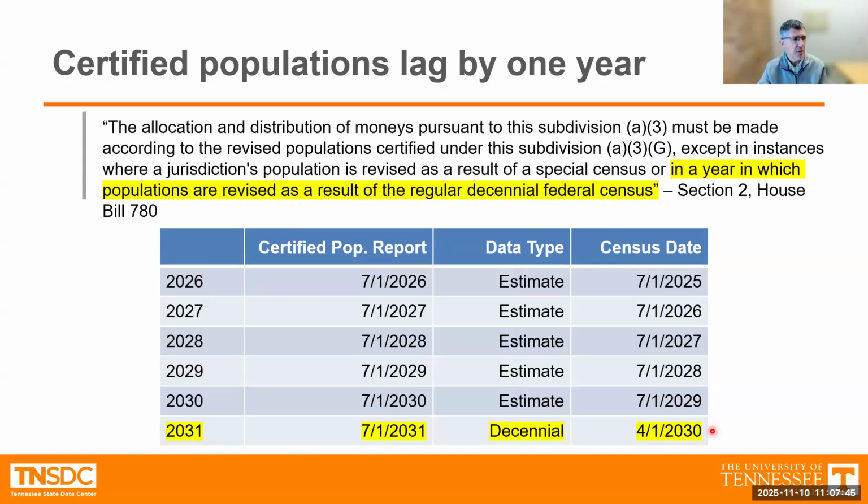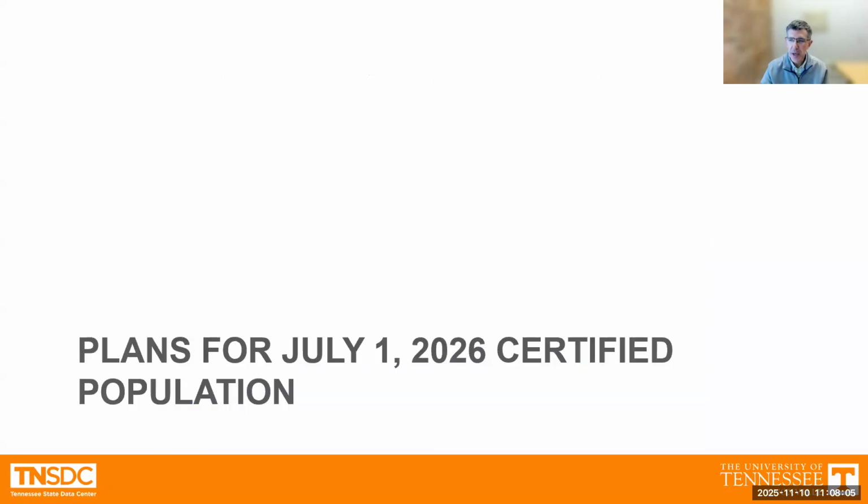So in essence, just understand that these population estimates lag by one year. We'll always be reporting the prior year's population. That means that on July 1, 2026, we'll be reporting population on July 1, 2025. Okay, so next we're going to go into our plans for the first population estimate product that will be released maybe late May, early June, before July 1, though. That's the key thing to understand.